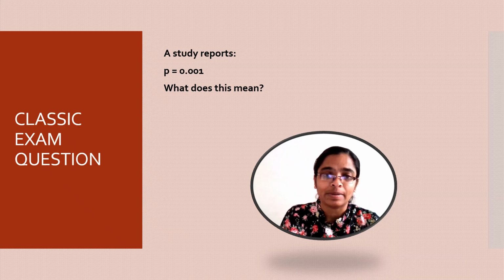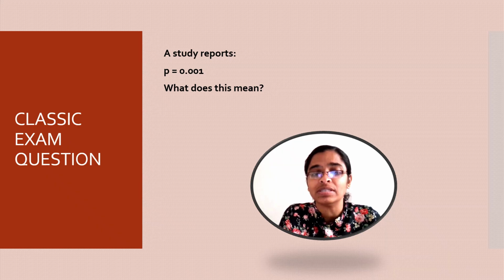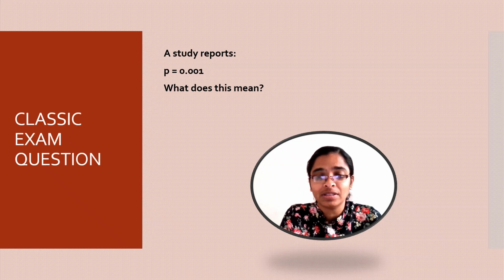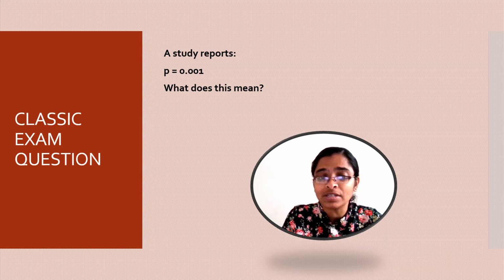Let's look at a question. A study reports p equal to 0.001. And what does this mean? This means the observed results would be very unlikely if the null hypothesis were true. So it does not prove that the treatment works.